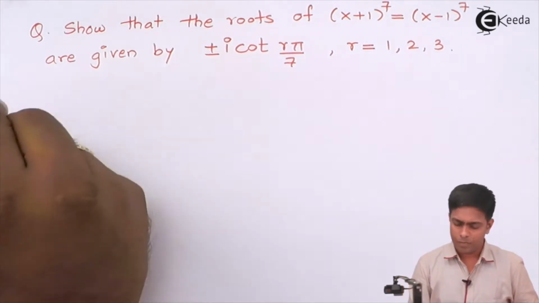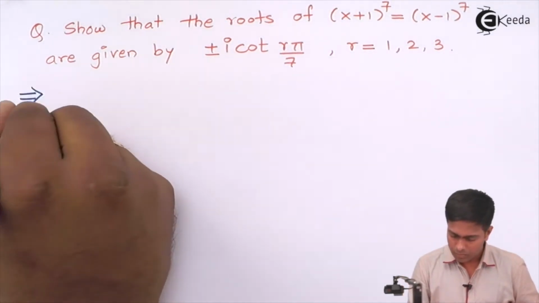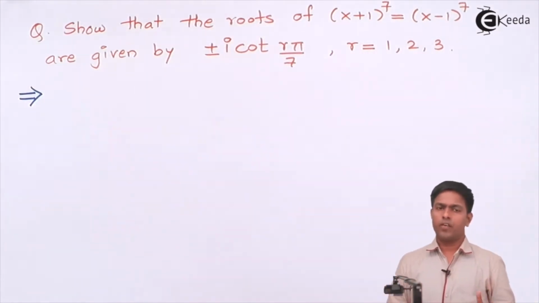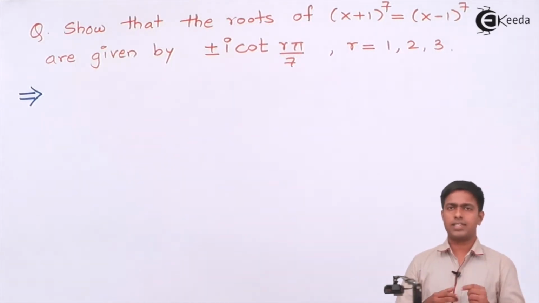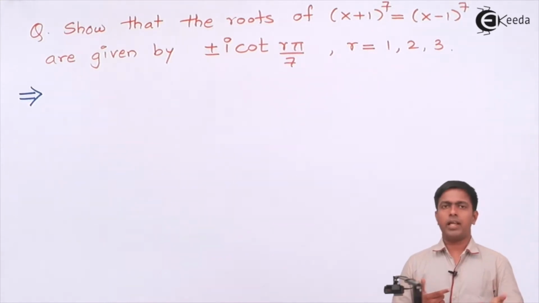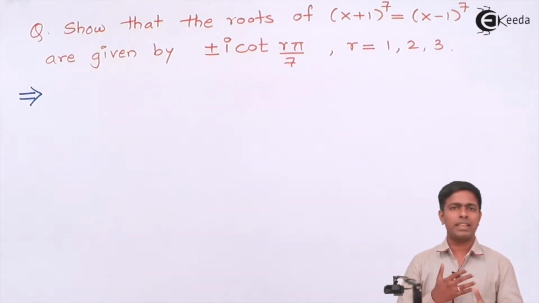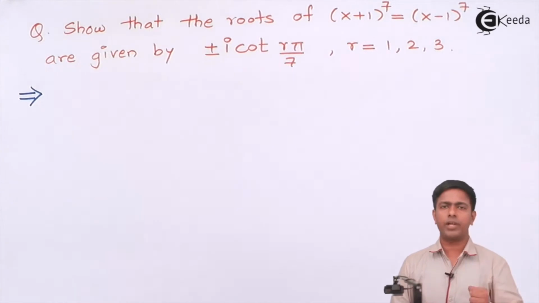So let's start. To find out the roots, we know this process. First of all, we have to find out the value of x in general polar form. Then we apply de Moivre's theorem, and then we substitute different values of k to get the roots. So I'll follow the same process.